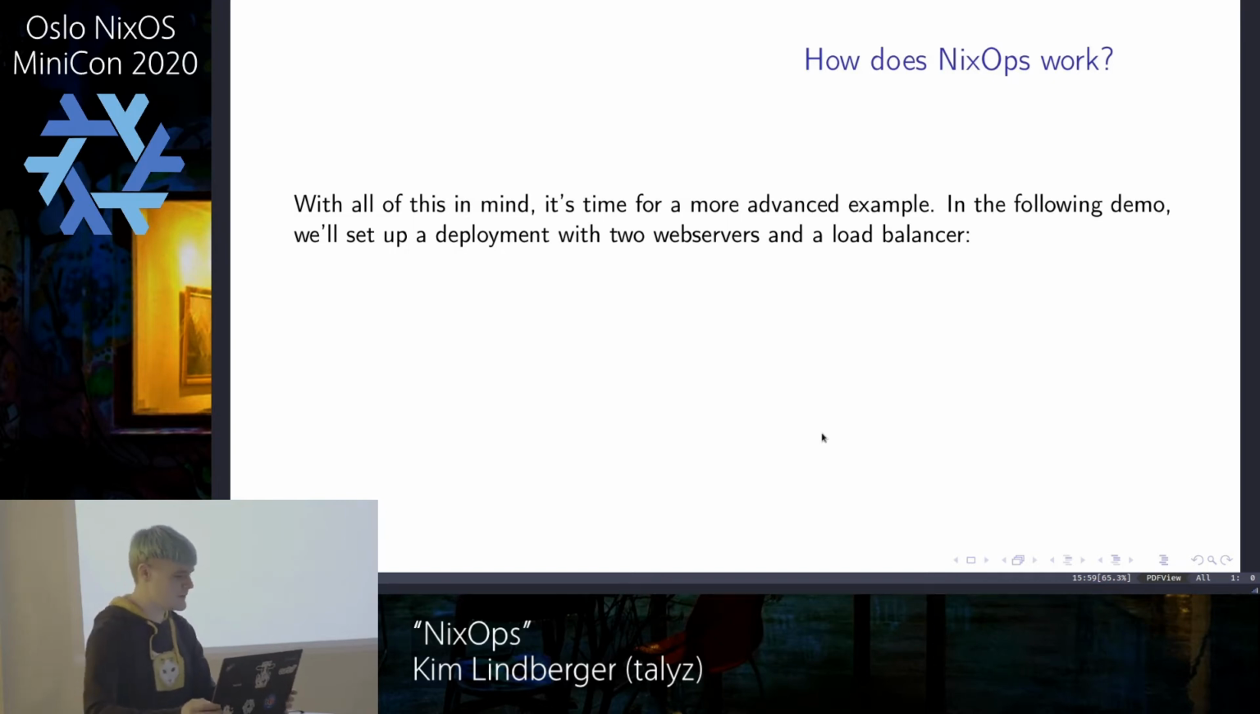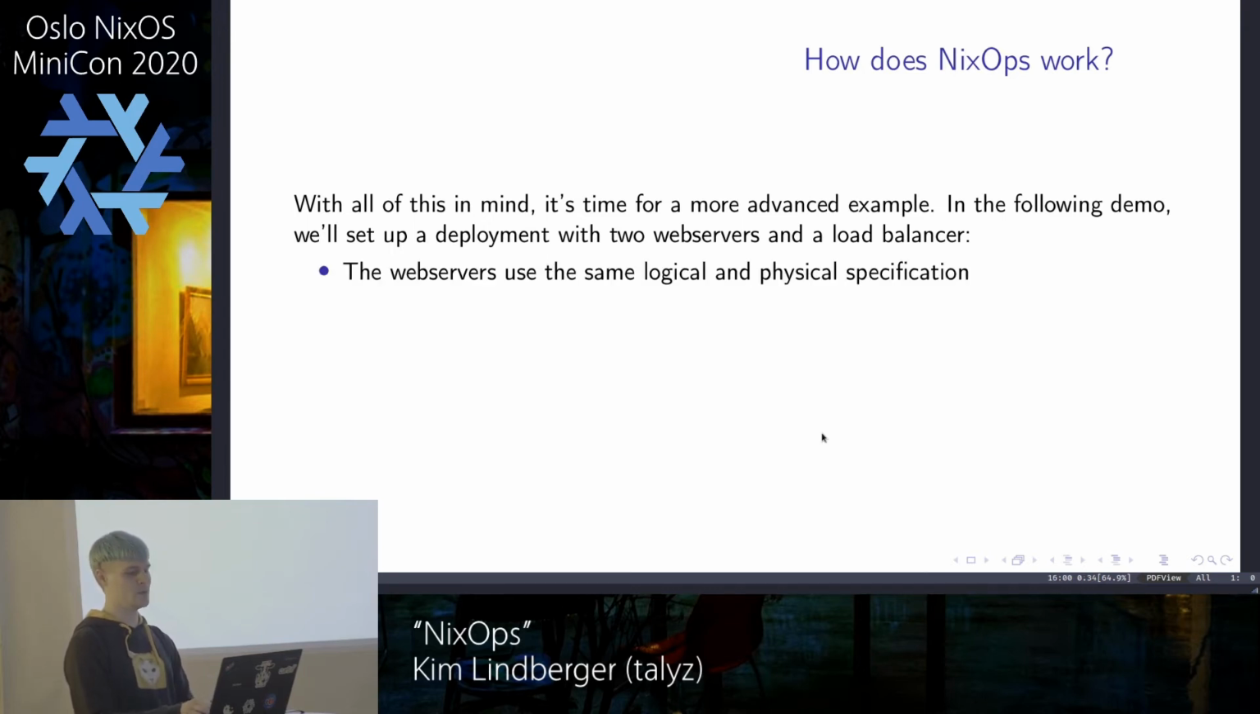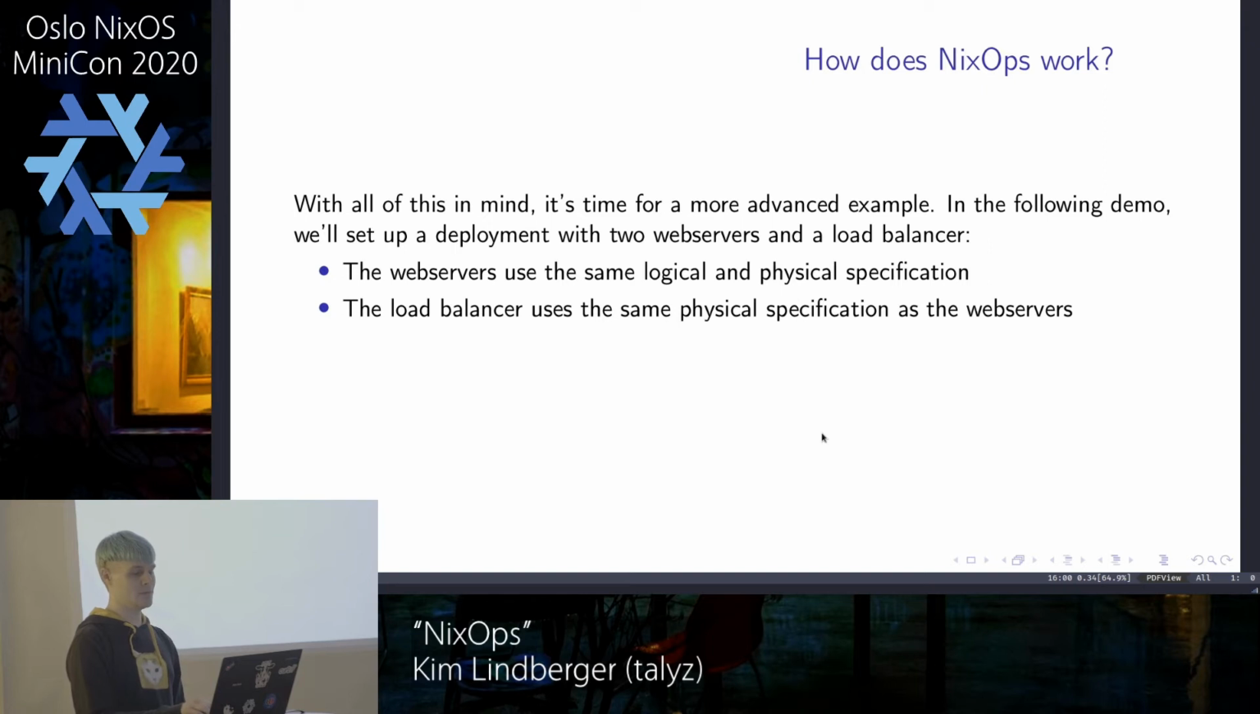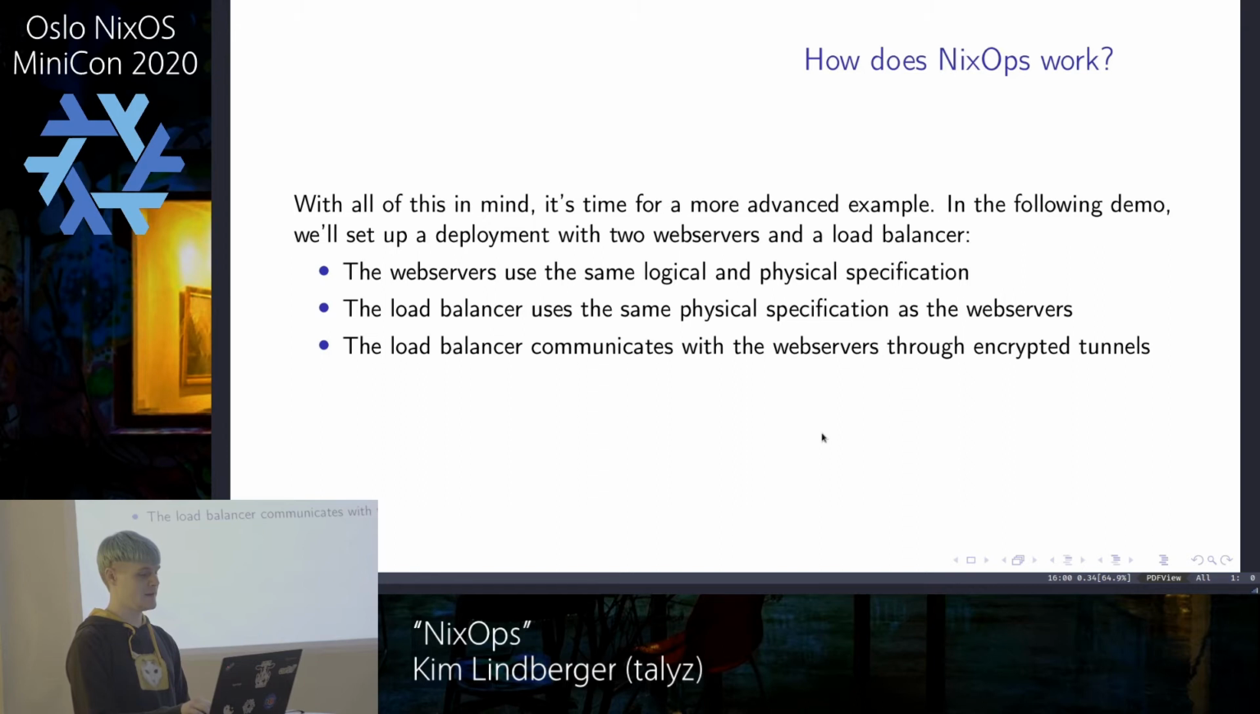But with all of that in mind, it's time for a more advanced example. In the following demo, we'll set up a deployment with 2 web servers and a load balancer. The web servers use the same logical and physical specification. The load balancer uses the same physical specification as the web servers. The load balancer communicates with the web servers through encrypted tunnels. And it's all deployed to a new VPC on AWS.